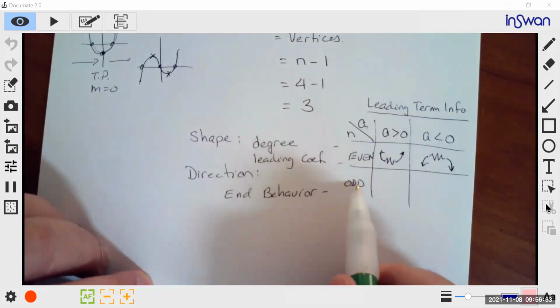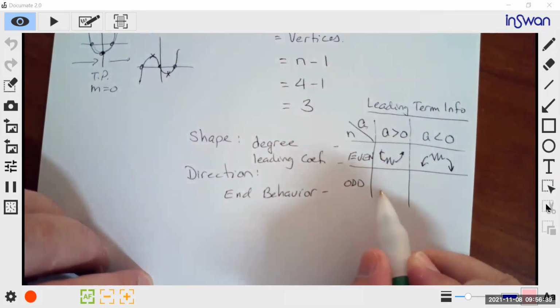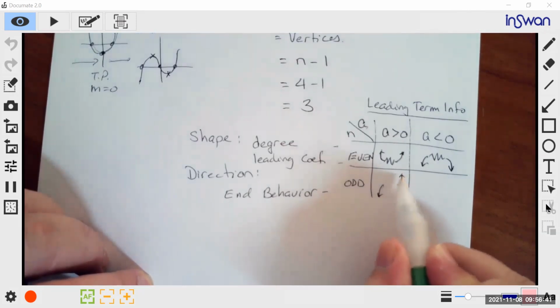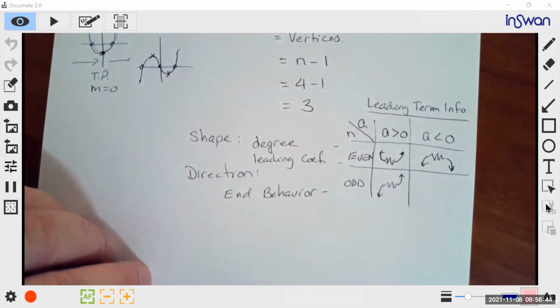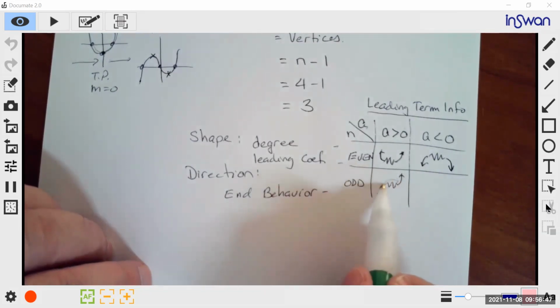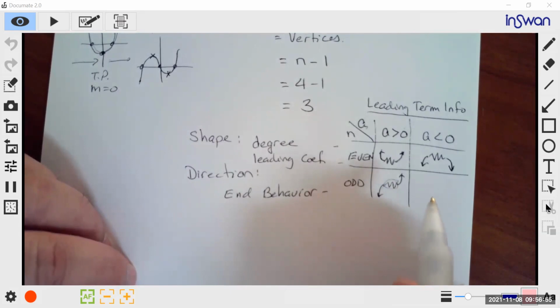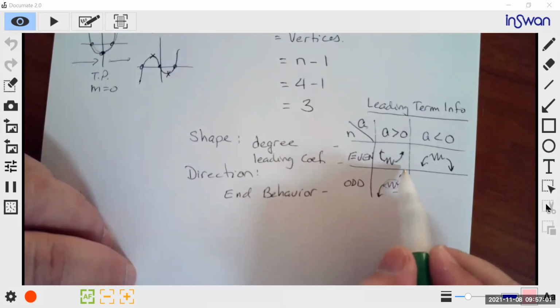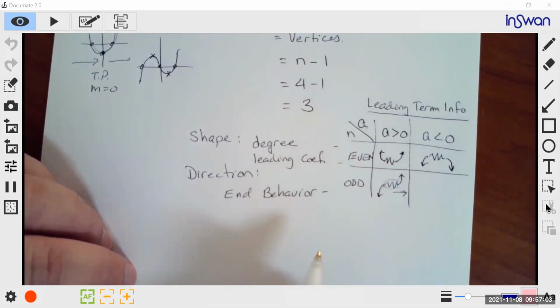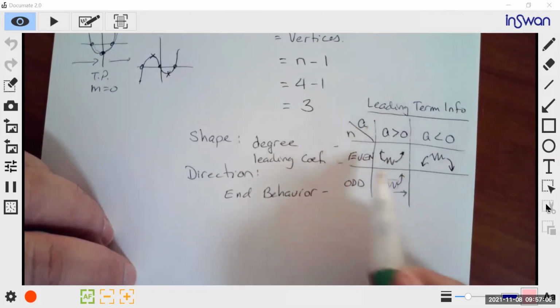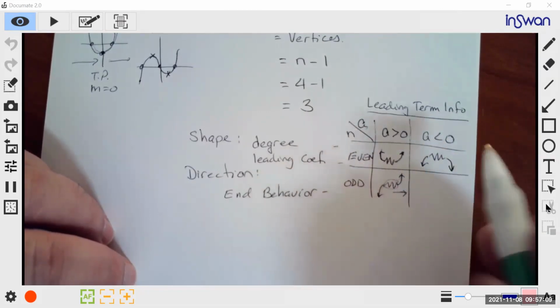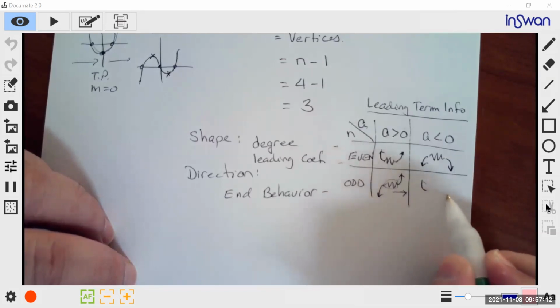If n is odd, if the degree is odd, and a is positive, it looks like this. Again, what happens in the middle, we don't know. All we know is that both ends point in opposite directions. As x goes to positive infinity, it goes positive. So it's an increasing function. If n is odd and a is negative, it changes direction.